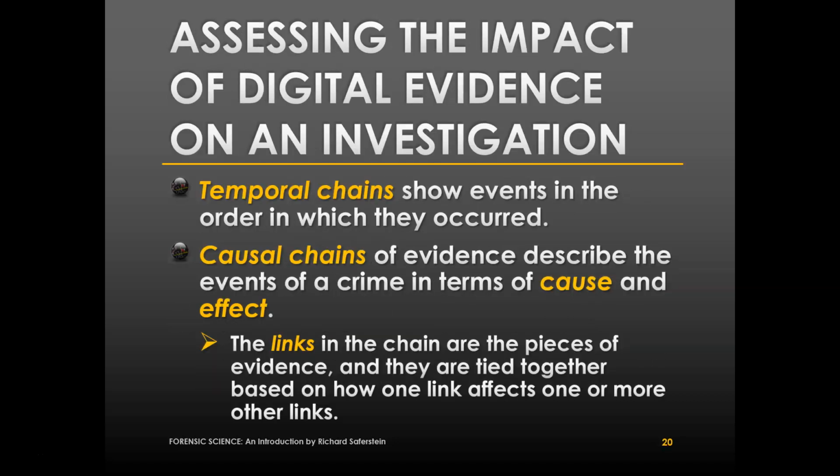So, assessing the impact of digital evidence on an investigation. On our devices, there are temporal chains which show events in the order in which they occurred. So that is one type of chain of evidence. The second type of chain of evidence are causal chains of evidence, which describe the event of a crime in terms of cause and effect. The links in the chain are the pieces of evidence, and they are tied together based on how one link affects one or more other links.